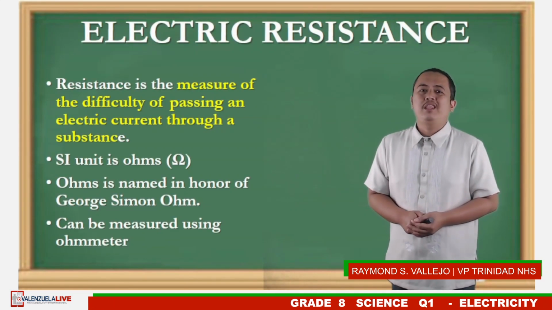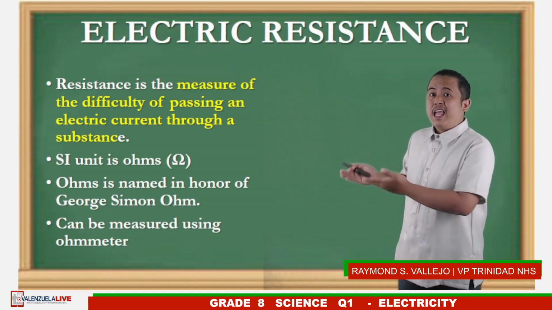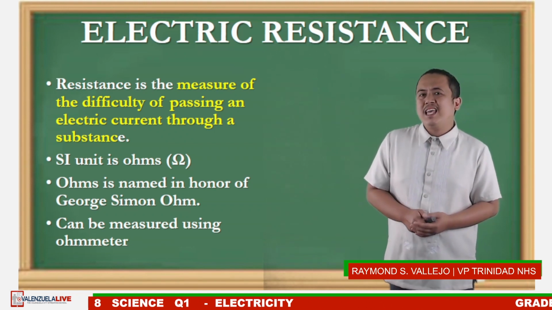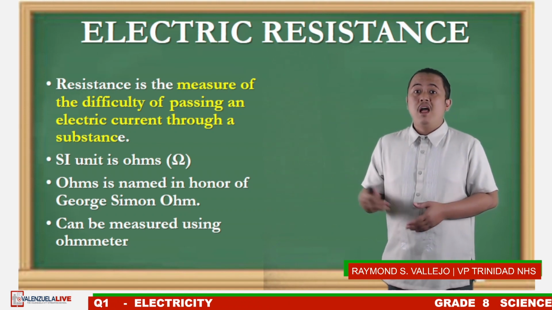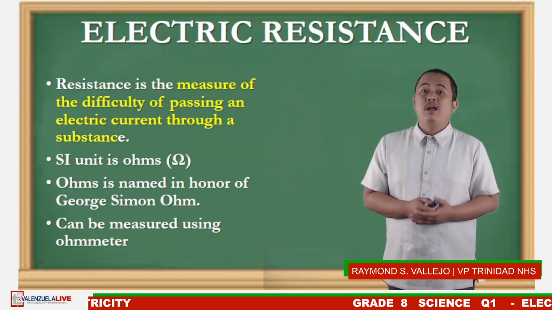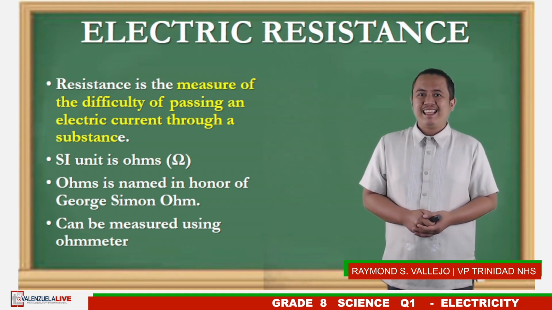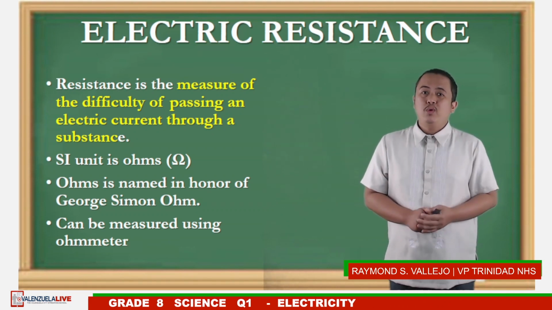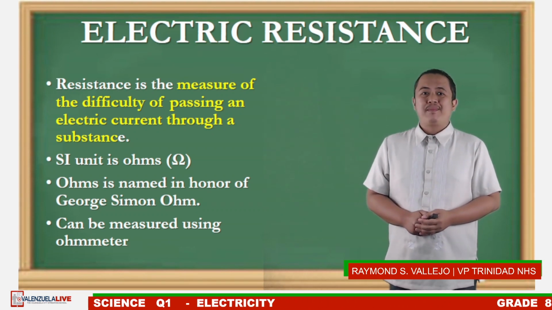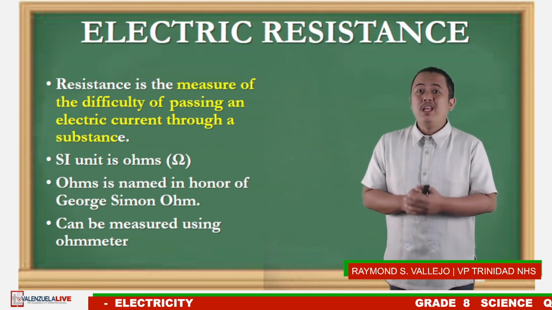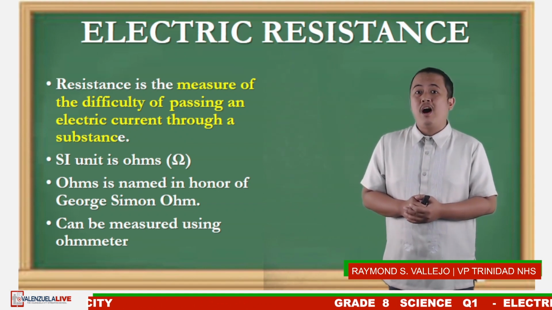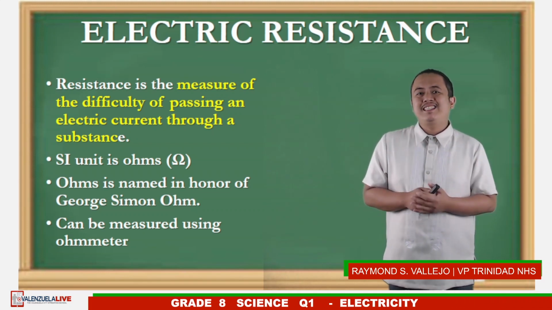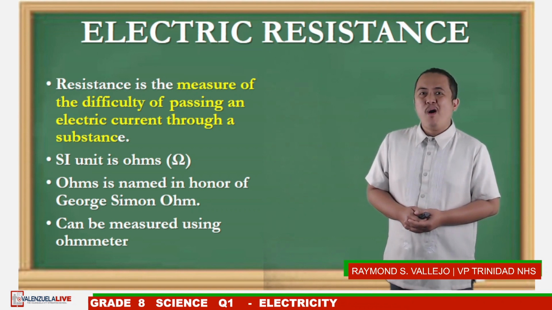Another electrical property that we must understand is electrical resistance, or simply called resistance. Resistance is the measure of the difficulty of passing an electric current through a substance. The SI or standard unit for resistance is ohm, which uses the Greek letter omega as its symbol. The unit ohm is named in honor of the German physicist George Simon Ohm. Resistance can be measured using an ohmmeter.